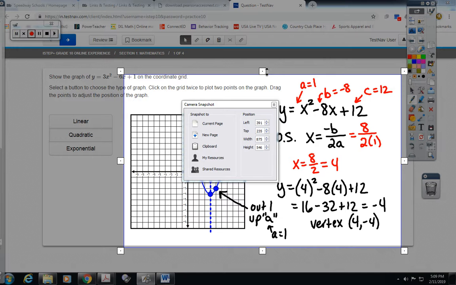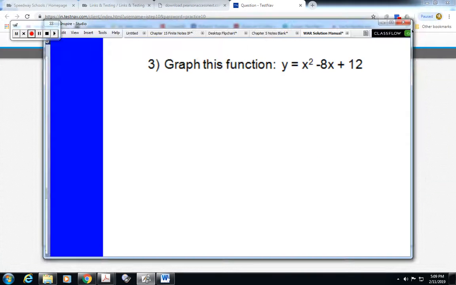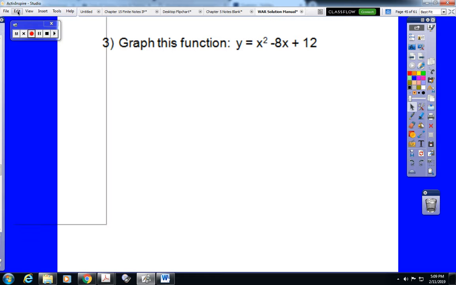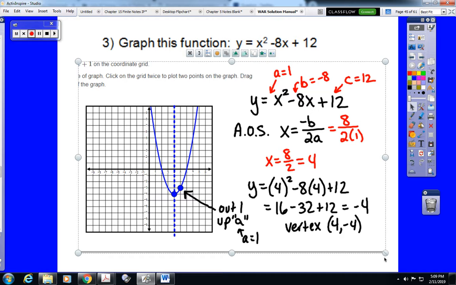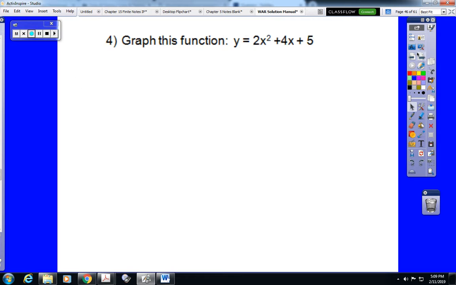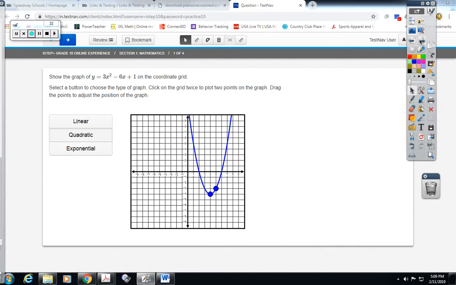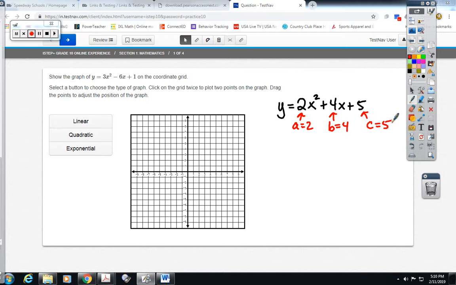Let's grab a picture of that and take it back to our solution manual here. And then we will graph that last parabola. So there's that parabola. Okay, so last but not least, we have been asked to graph another quadratic, y equals 2x squared plus 4x plus 5. So again, we need to identify that a is 2, b is 4. Not nearly as important, but it's worth noting that c is 5.